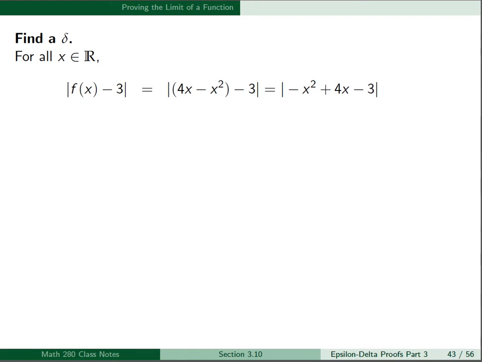And we're going to want to factor this quadratic, so we'll start by factoring out a minus 1. So we'll obtain the absolute value of minus the quantity x squared minus 4x plus 3. And now that factors. So we'll obtain the absolute value of minus x minus 3 times x minus 1. And now the absolute value of the product will be the product of the absolute values. And we can drop the minus sign since we're taking the absolute value. And so this is just going to be the absolute value of x minus 3 times the absolute value of x minus 1.